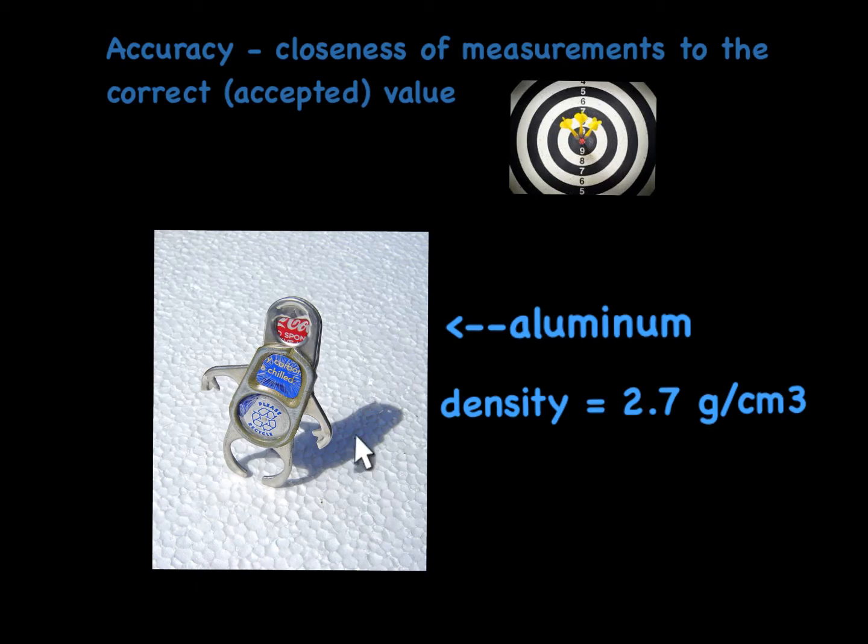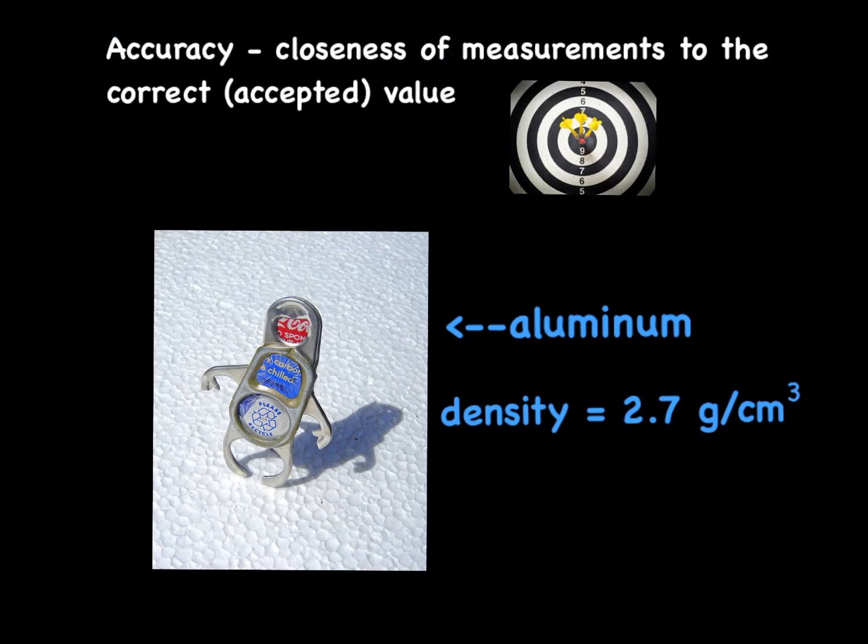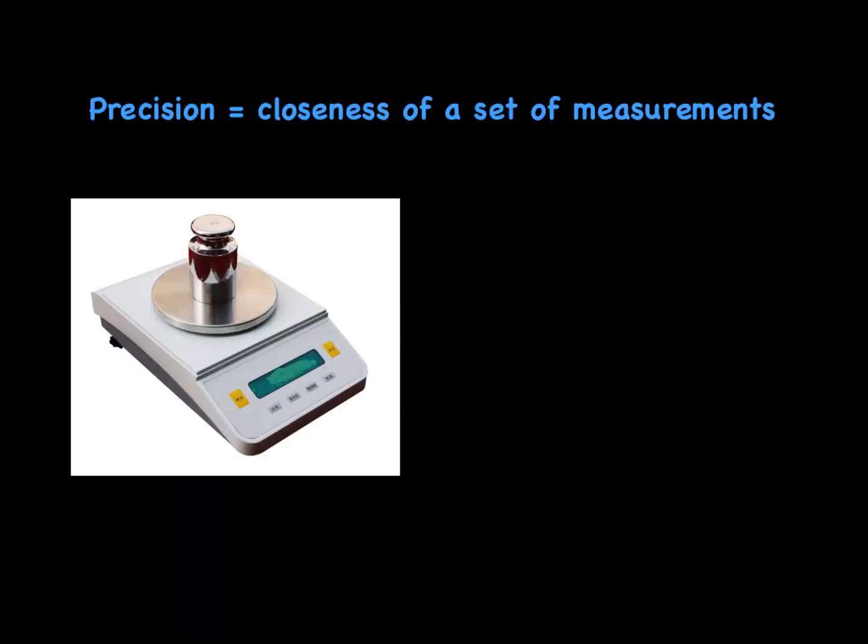This little guy is made out of aluminum, and if I wanted to determine its density by taking the mass and the volume and dividing mass by volume, and I got a density of 2.7 grams per cubic centimeter, then I would be very accurate. Precision is a little different. It refers to the closeness of a set of measurements of the same quantity made in the same way.